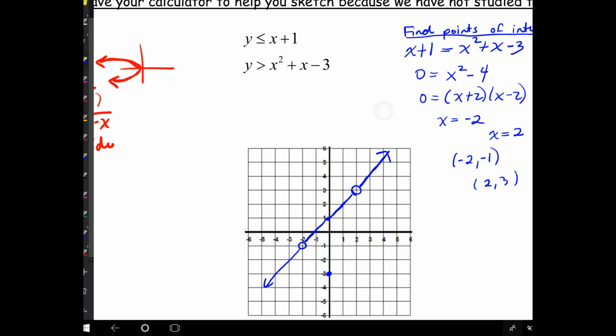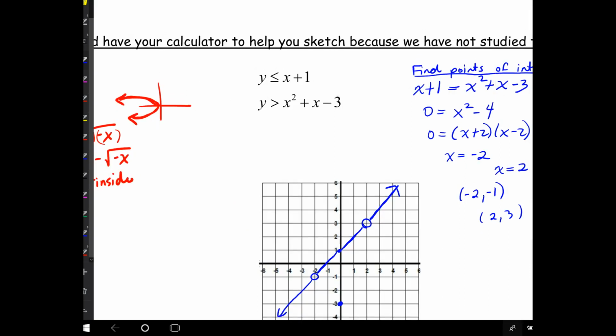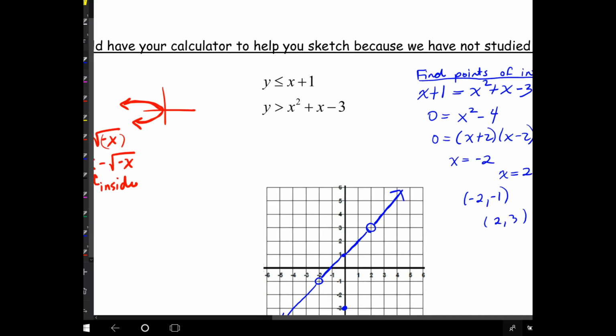Do you guys remember the formula for how to find the vertex of a parabola, if it's in standard form? Sometimes we can use the calculator, but we did actually learn how to do this by hand. Yes, Alex, good memory.